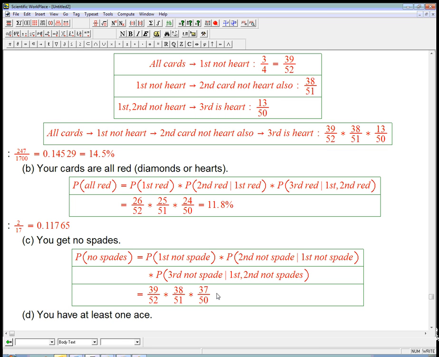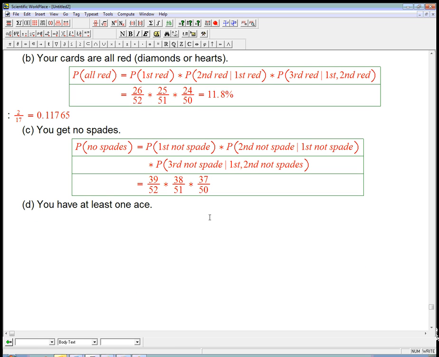Okay, very similar to B. Now, you have at least 1 ace. Now that is different. At least 1 ace could be 1 ace, or 2 aces, or 3 aces. Now, ors can be dealt with sort of on their own terms, but at least 1 is usually dealt with using the complement property.